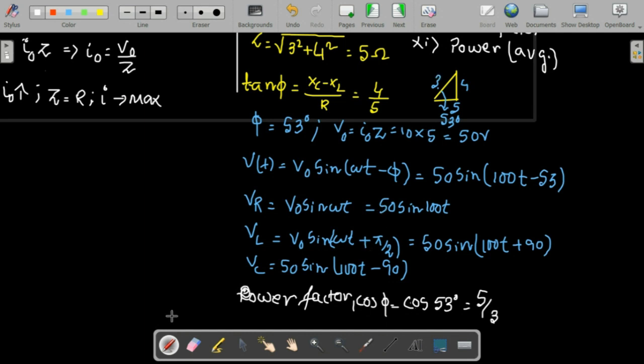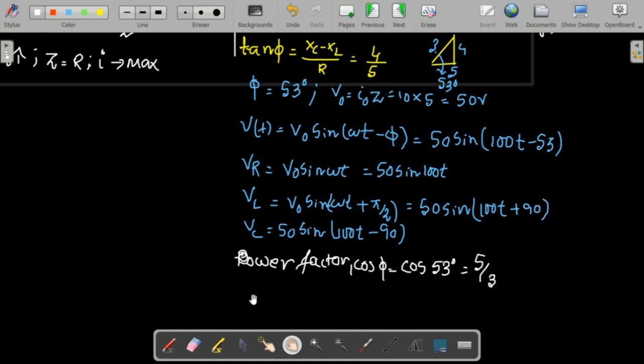You can also find out what is the average power now. So average power is equal to V RMS I RMS into cos of phi. We already know what is V naught and I naught, so I can simply write it down as V naught by root 2 into I naught by root 2 into 5 by 3. Perfect. Right.